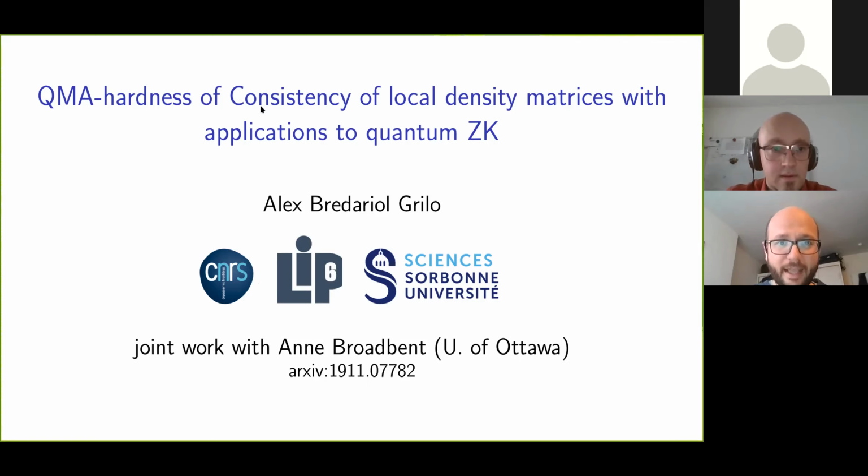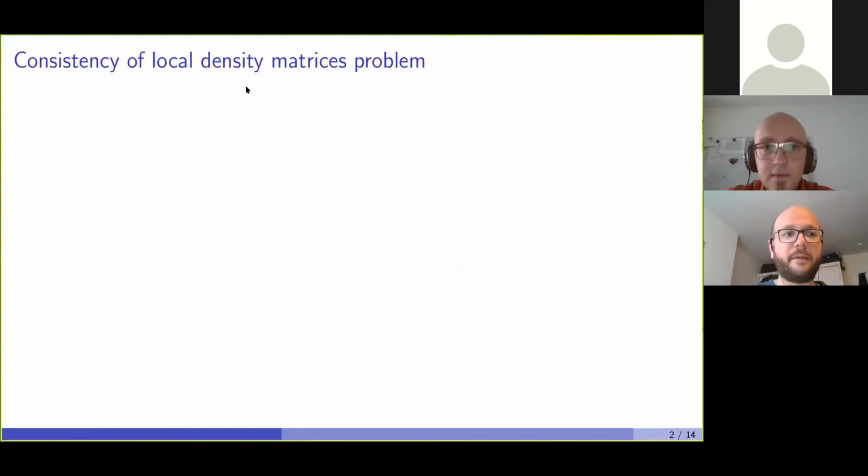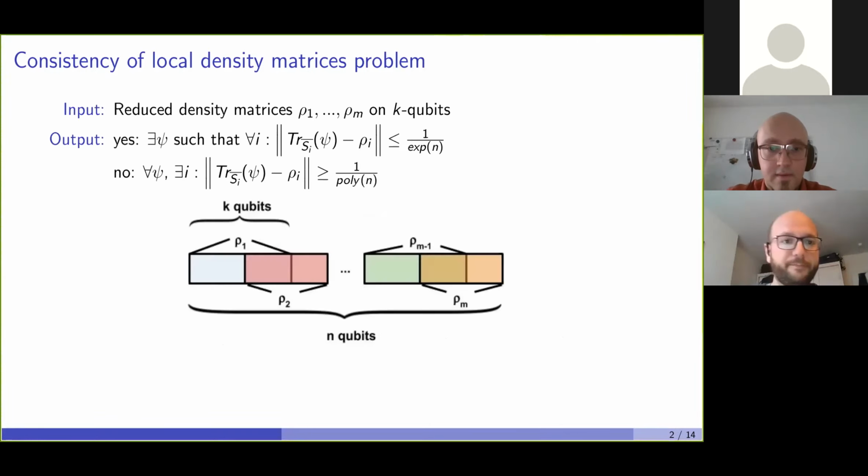And as you can see in the title, one of the main subjects of our result is studying the consistency of local density matrices problem. Intuitively, this problem asks: if you're given pieces of a potential quantum state, is there indeed a global quantum state that is consistent with these pieces? So let's be a bit more formal.